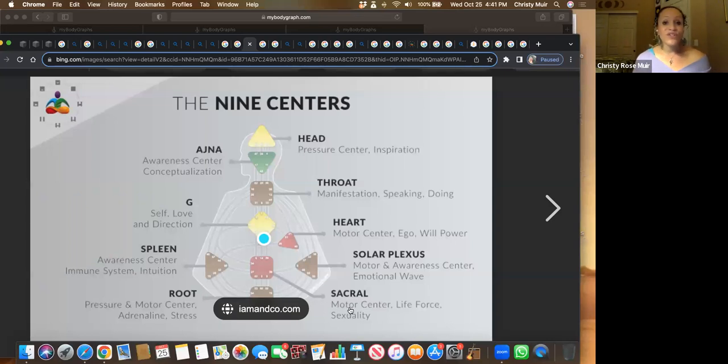So the sacral center, the sexual center, the second chakra, except that the emotional capacities of that second chakra have been removed. They've been moved to the solar plexus. So this is all about life force. It's all about sexuality. It's a motor that drives our activity, the energy that we feel that we have available for activity in our lives and for sexuality and reproduction in our lives.